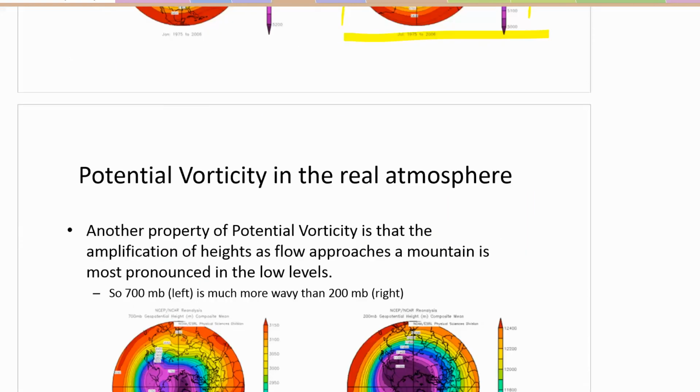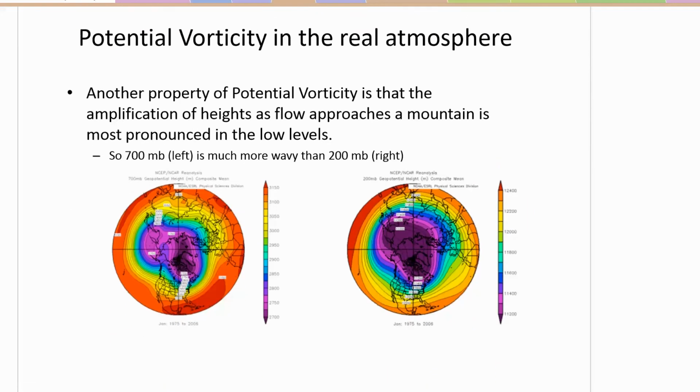And another thing you can see with potential vorticity in the real atmosphere is here's two different locations. This is 200 millibars, so way up in the atmosphere, and this is 700 millibars. You can see more pronounced effects down low where the air is actually interacting with the mountain.